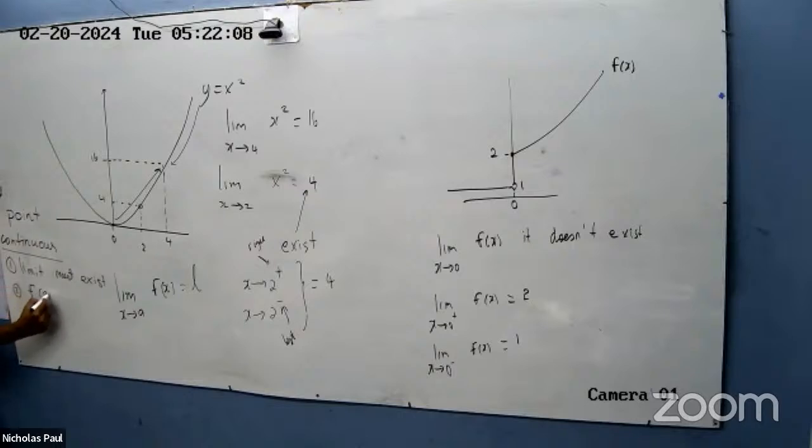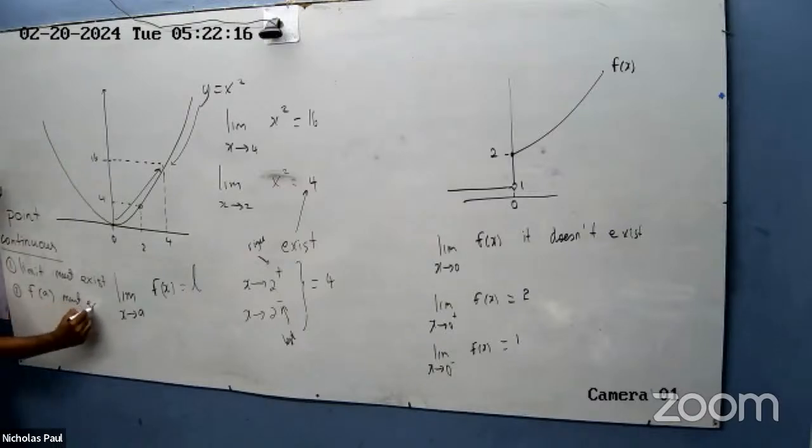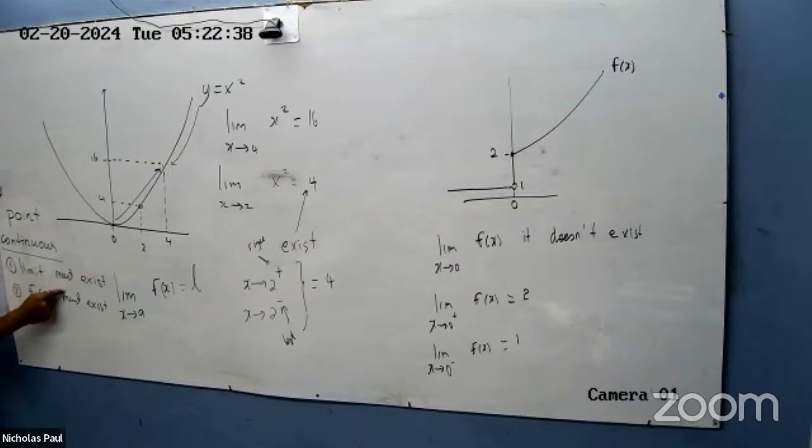F of A must exist. So the point must exist. For example, if we were using 2, then F of 2 must equal some value. This is not a note, this is the handout I'll give you. Here I'm just using a couple of examples. Make sure you understand. So the first thing, the limit must exist. Second thing, F of A must exist as well.